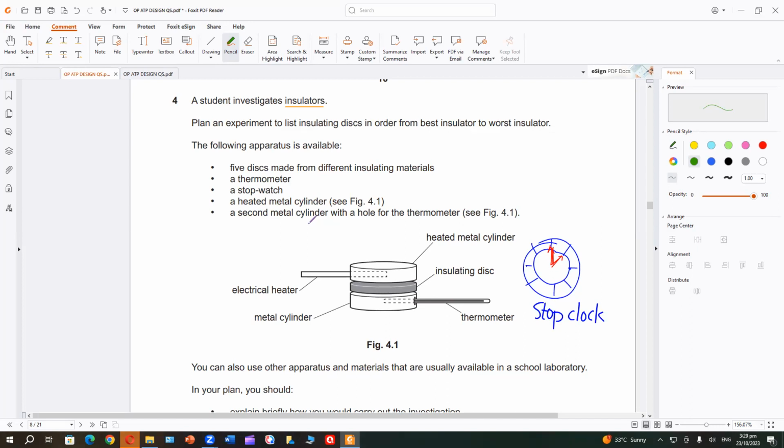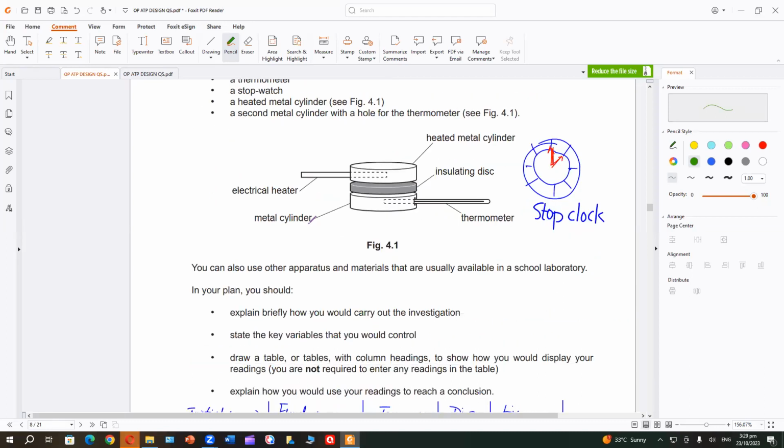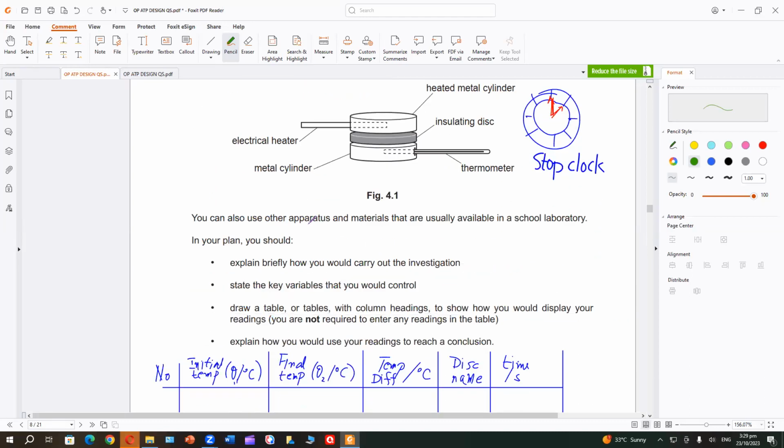Insulating disc, heated metal cylinder. He's making a sandwich here. You can also use other apparatus and materials that are usually available in a school laboratory. Explain briefly how you would carry out the investigation. State the key variables that you would control. Draw a table or tables with column headings to show how you would display your readings. You are not required to enter any readings in the table. Explain how you would use your readings to reach a conclusion.